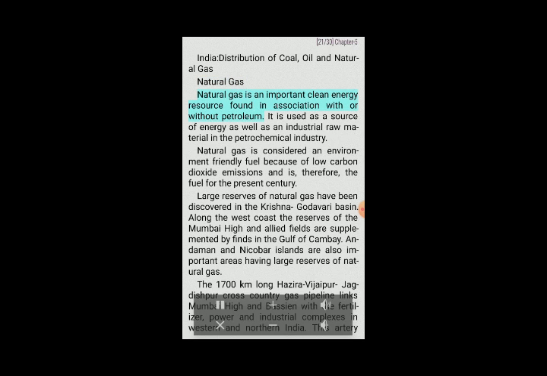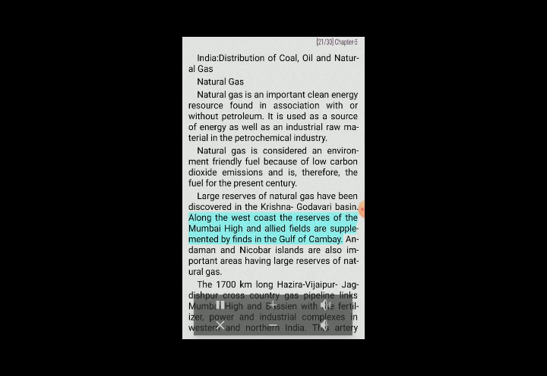Natural gas. Natural gas is an important clean energy resource found in association with or without petroleum. It is used as a source of energy as well as an industrial raw material in the petrochemical industry. Natural gas is considered an environment-friendly fuel because of low carbon dioxide emissions and is, therefore, the fuel for the present century. Large reserves of natural gas have been discovered in the Krishna-Godavari basin.